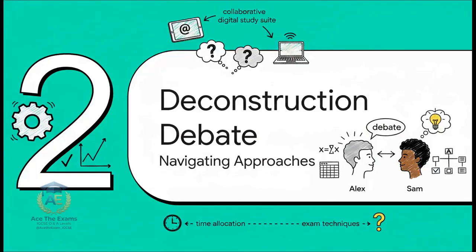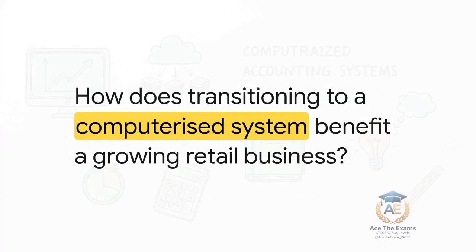Moving right along to section 2. The deconstruction debate, navigating peer approaches. Let's look at this through the eyes of 2 typical students trying to deconstruct a real prompt. Imagine 2 peers in a study suite. Let's call them Alex and Sam. They're staring at this exact question. To what extent does transitioning to a computerized system benefit a growing retail business?